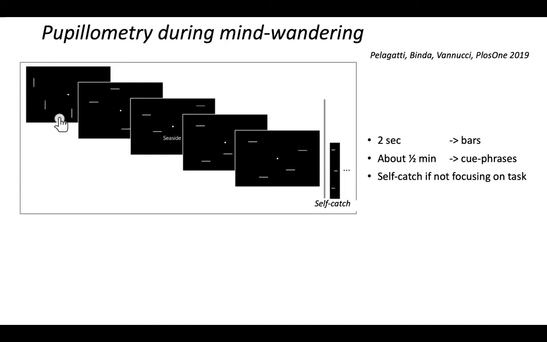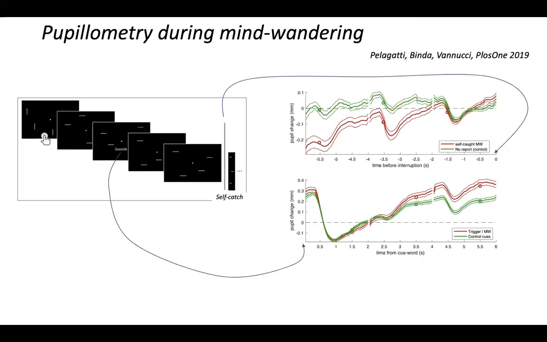So we asked them, since they were not focusing on the task, were they distracted by some external noise or disturbance, or were they mind wandering? And if they were mind wandering, were their thoughts related to any of the cue phrases they had seen during the experiment? We basically did the same analysis as before.